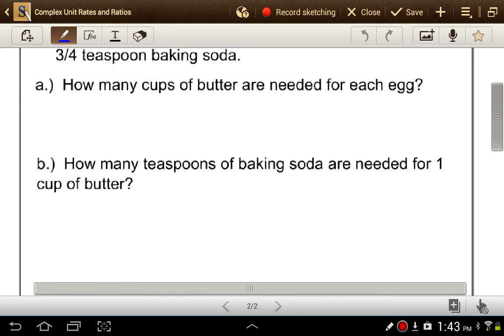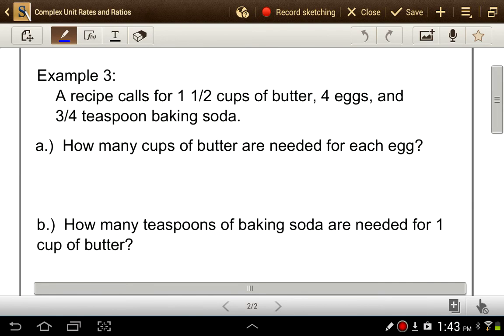In my last example, example 3, a recipe calls for 1½ cups of butter, 4 eggs, and 3/4 teaspoon baking soda. So, you got to read the question, know what order to go in. How many cups of butter are needed for each egg? So, butter is going to be in our numerator, it's first, eggs is going to be in the denominator. So that's going to be 1½ over 4. Okay, butter's on top, eggs are on the bottom.